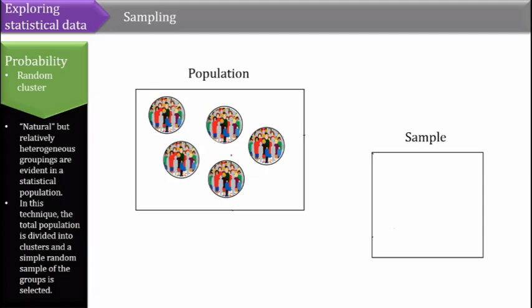So if we think of it in terms of a population, like the population of the country, then we can think of each one of these clusters as being one of the main cities in the country, where you will have very big diversity within a city, but when you compare the cities, you'll see that they are very similar to each other.